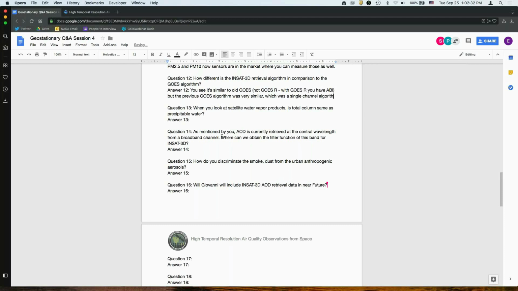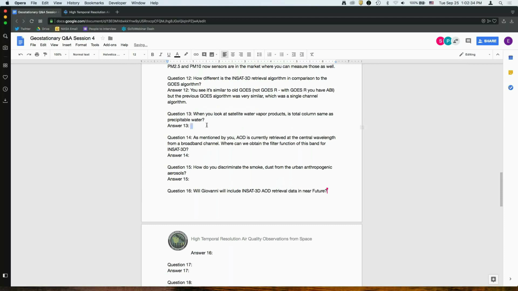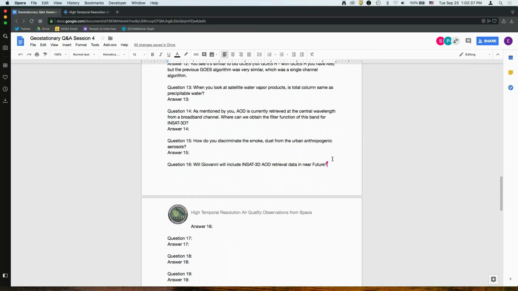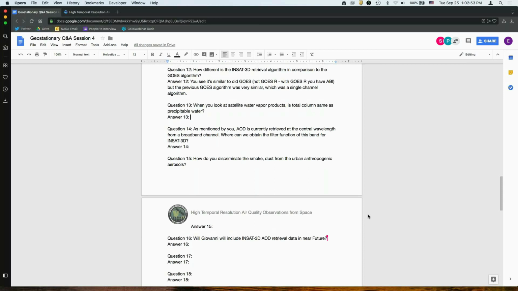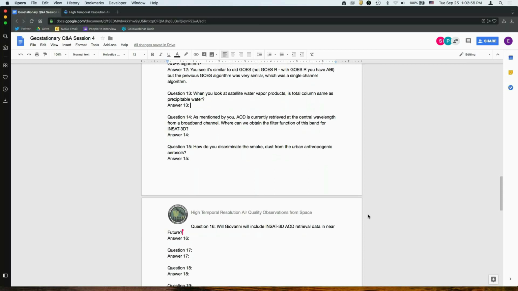Question number 13. When you look at a satellite water vapor product, is the column the same as the precipitable water? I think I can't answer this question because I'm not an expert in this field of retrieval of rain and water vapor. Okay.